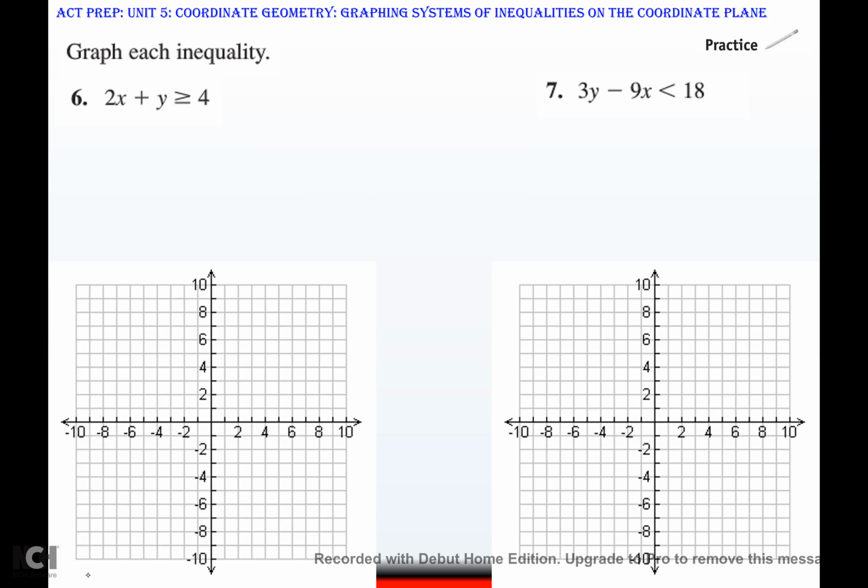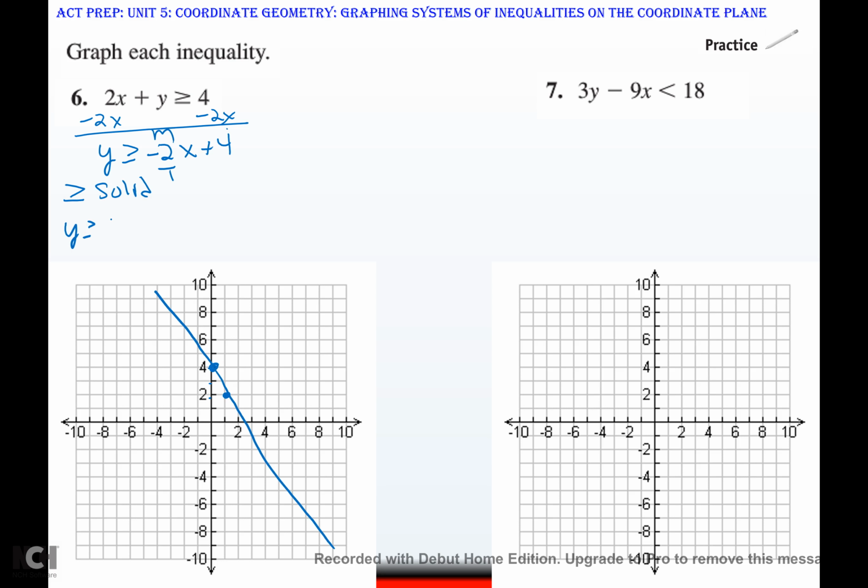Alrighty, let's look at these two. So on this one, I'm going to get y alone, so I'm going to minus 2x, minus 2x. I get y is greater than or equal to negative 2x plus 4. So I'm going to start at 4. Brad isn't there, so the monkey says go down 2, right 1. Bar means solid.